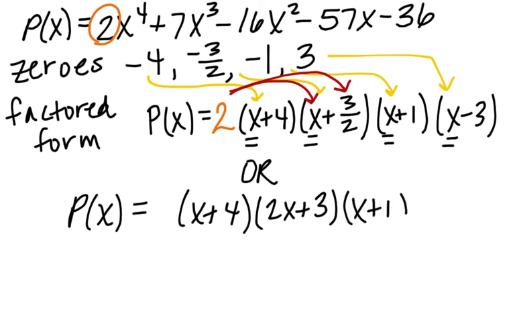So if you would rather, you can write your factored form this way. x plus 4 times 2x plus 3 times x plus 1 times x minus 3. There's no need to have a number out in front because if you take a look at all of your first terms in these binomials and think about if you had multiplied this out, we would end up with a 2x to the 4th power.